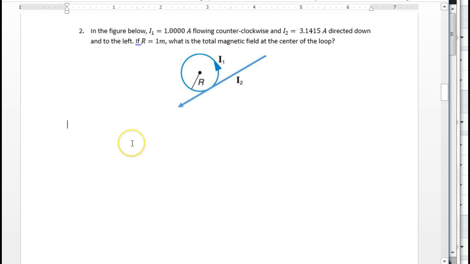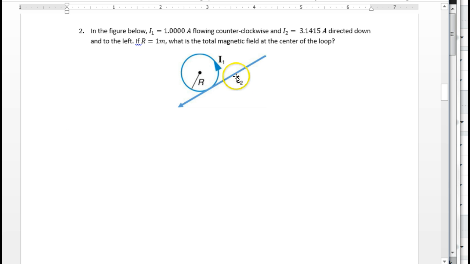Now, if we think about this, the magnetic field due to I1, by the right-hand rule: if you wrap your fingers around the loop with your thumb going the direction of I1, the magnetic field loops up and over and under and comes out through the middle, right? So the magnetic field for I1 is pointing up out of the page.